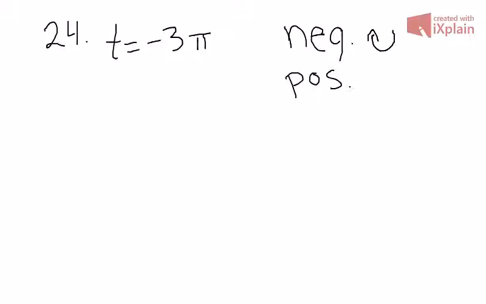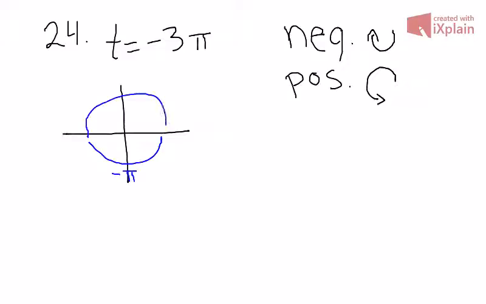If the t value that they give us is negative, you start on the x-axis and you move counterclockwise. If it's positive, you move clockwise. So this is negative, so we're moving counterclockwise. Right there, I just went negative pi, and then another negative pi, so now I've gone negative 2 pi, and now a full negative 3 pi, right? Because every one of these things is a pi amount.